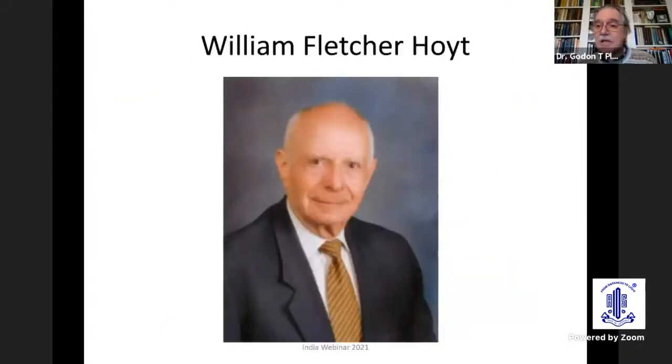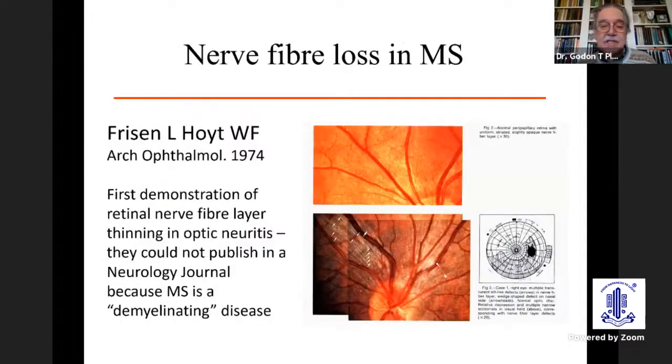Bill Hoyt was a pioneer in this respect. People traveled to his clinic to learn how to look at the nerve fiber layer using the direct ophthalmoscope. Back in 1974, he published these images showing axonal loss in the retinal nerve fiber layer in multiple sclerosis. He could not get this published in a neurology journal because they said this is not relevant, MS is a demyelinating disease, axonal loss is not important.